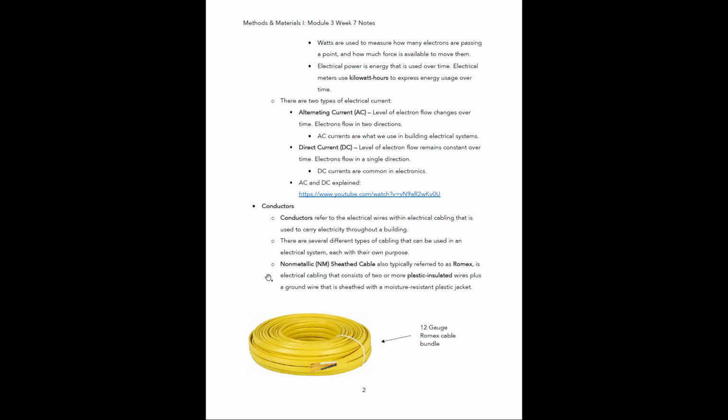This is electrical cabling that consists of two or more plastic insulated wires plus a ground wire that is sheathed with a moisture resistant plastic jacket. Okay, and what we're seeing here is an example of a 12 gauge Romex cable bundle. So if you were to go to the electrical wiring section of a home store like Lowe's or Home Depot, you'd probably be seeing bundles very similar to what you're seeing right here.